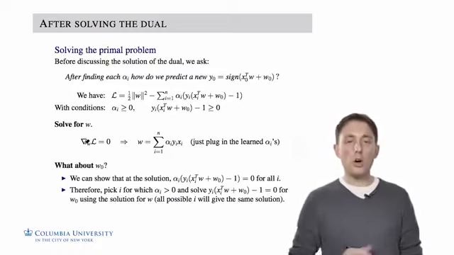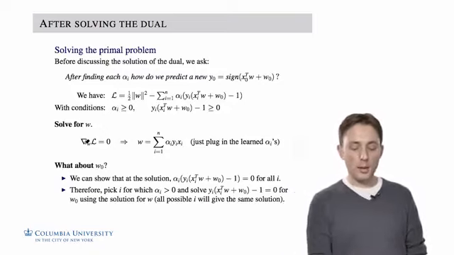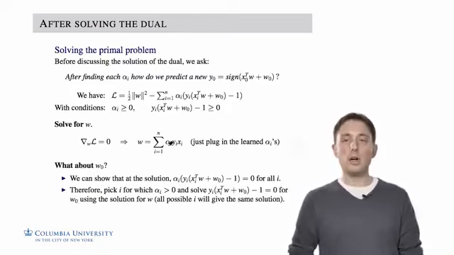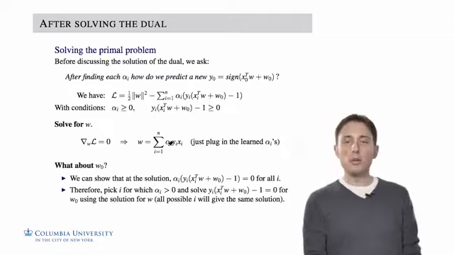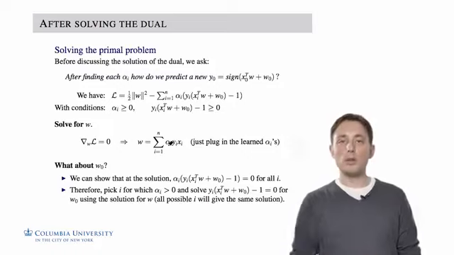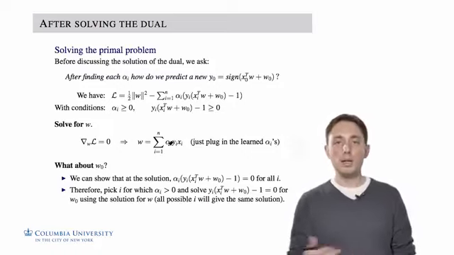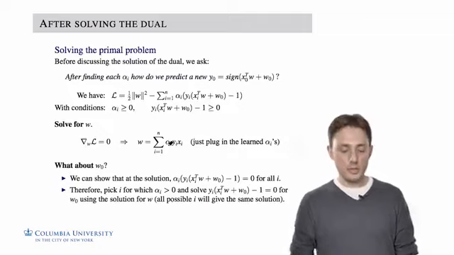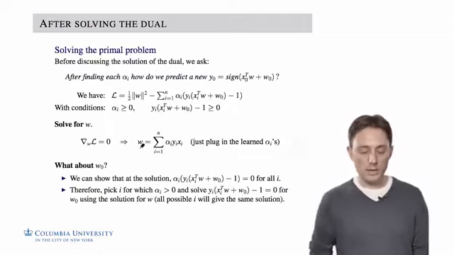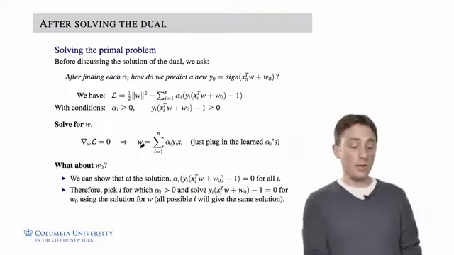Remember when we minimized the Lagrangian over w, we found that the optimal w was equal to this function of the data and the Lagrange multipliers alpha. So we've learned alpha, or we've assumed we've learned it with some algorithm, either our own implementation or one of the many good implementations of it. So what we do then is we just simply plug in these alphas and take this sum, and that's how we can find w.